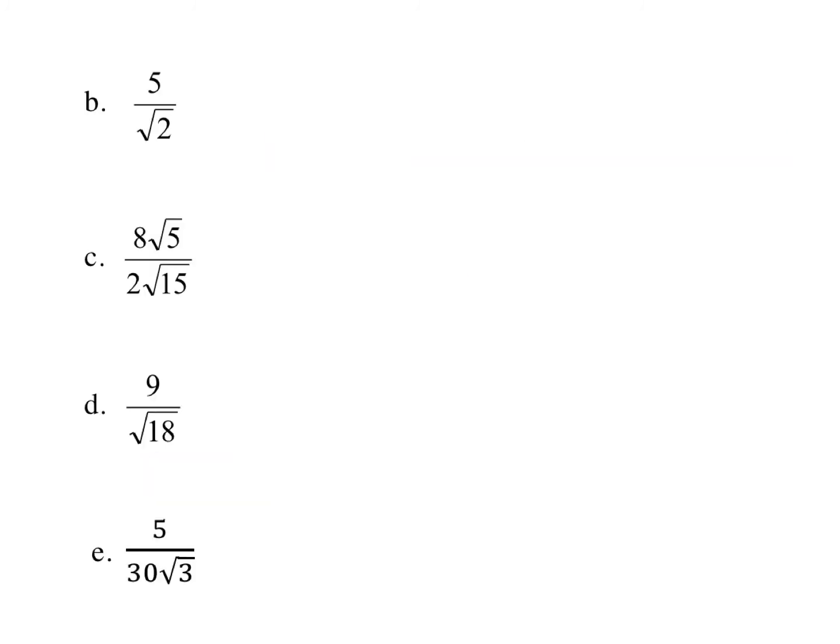So let's try a couple of these together. So let's look at letter B. Nothing can be simplified initially, so I'm just going to go ahead and multiply by root 2 over root 2. That's going to give me 5 root 2, and then remember our shortcut we just learned, root 2 times root 2, that's just going to be 2, because the square root of 2 times the square root of 2 is square root of 4, and the square root of 4 is 2. So this would be your final answer.